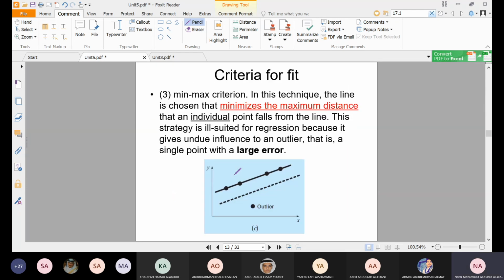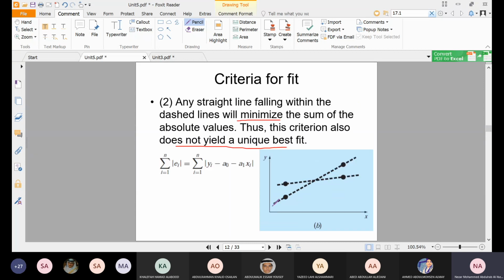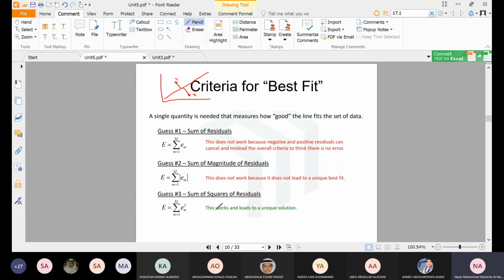So the third one we might use is the square type. Okay, square type. The square type that we have here, we use it for the best fit. This will work and provide us the better, or the unique, solution. So the better fitting criterion that we might use is the sum of the square of the errors, or residuals. This type will provide a unique best fit for the given set of data.